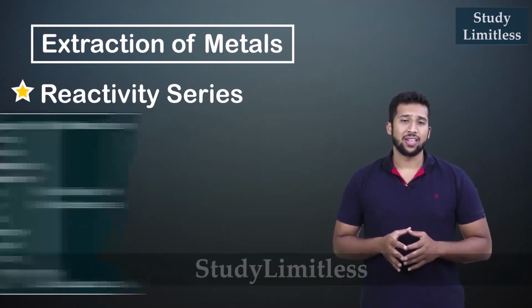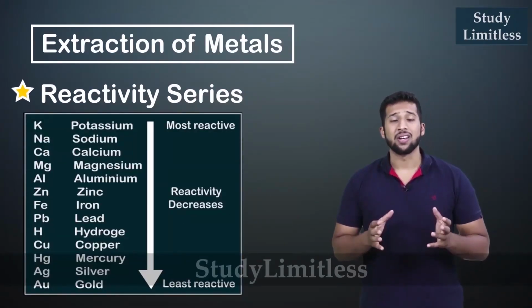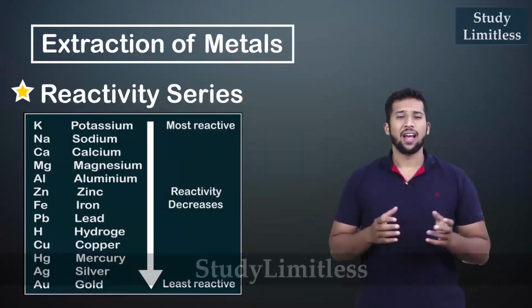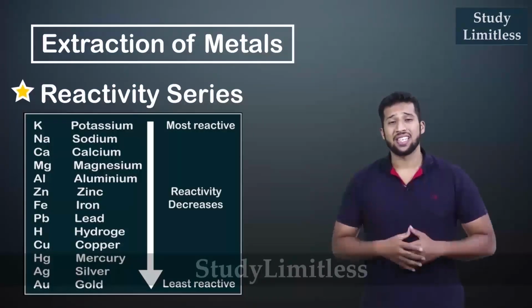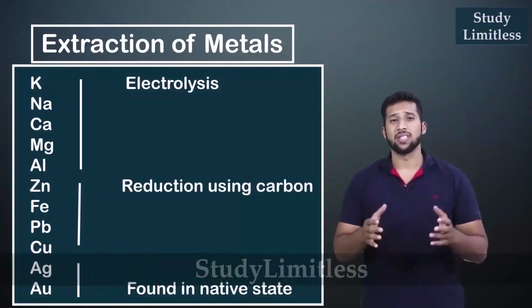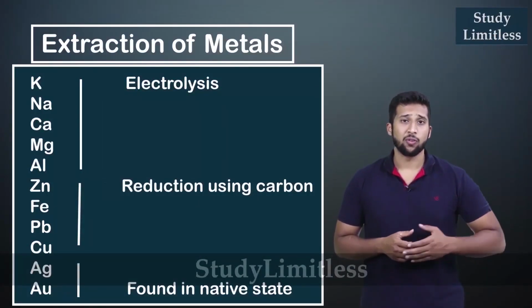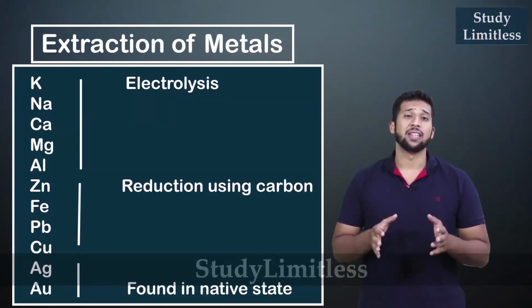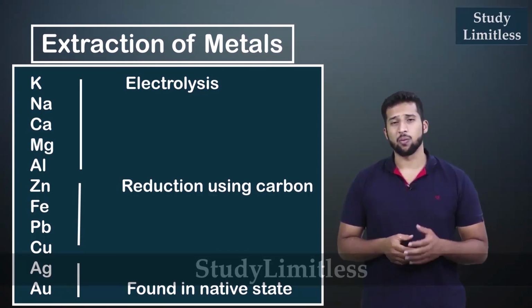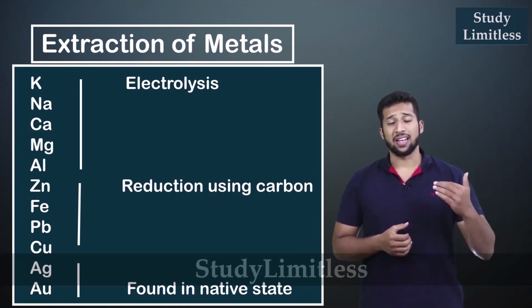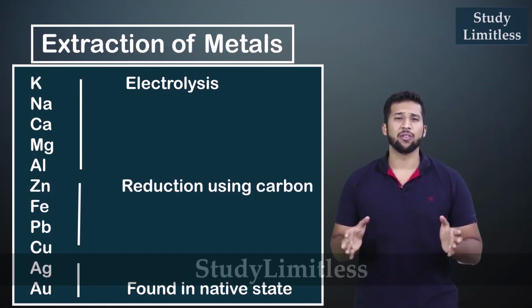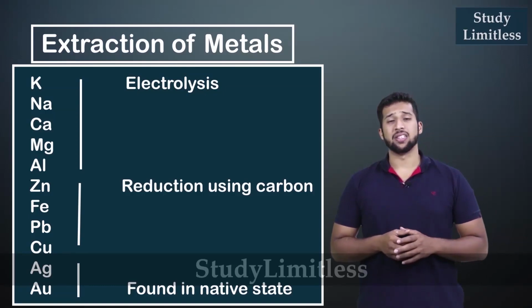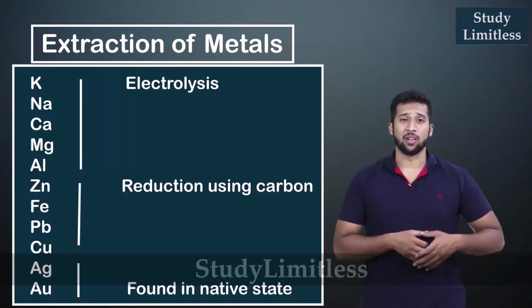If you look at the reactivity series quite closely, you will understand that some metals are highly reactive and some are not so reactive. With this, the reactivity series has been divided into three parts. One is highly reactive, which starts from potassium and ends at aluminium. Then you have the medium reactive metals, which start from zinc and go up to copper. And finally, you have the very less reactive elements, which are silver and gold.